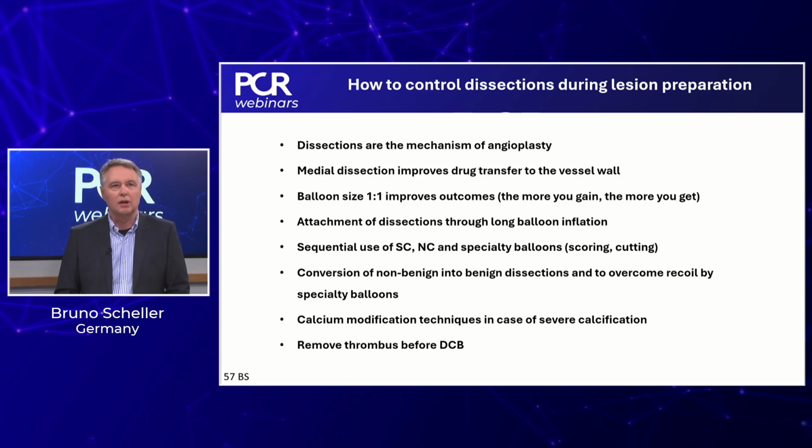And this allows, in many cases, the conversion of non-benign into benign dissections. And if we go beyond those lesion types, going to calcified lesion, of course, we need much more calcium modification techniques. And if you go for ACS patients, you have to get rid of the thrombus before you use the DCB.